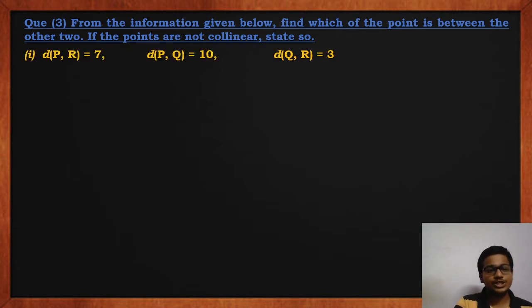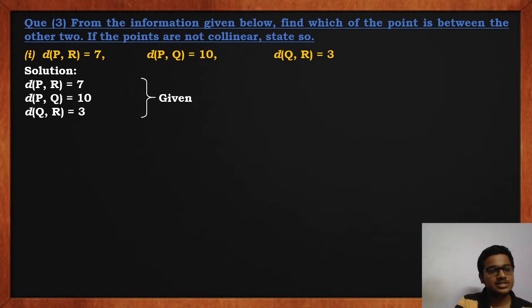So our first question in the textbook is, distance PR equal to 7, distance PQ equal to 10 and distance QR equal to 3. Now we'll see how to solve this sum. First of all, write down all the distances that are given in the question. Distance PR equal to 7, distance PQ equal to 10 and distance QR equal to 3, and give a flower bracket like this and write it as given because it is already provided to us in the question.